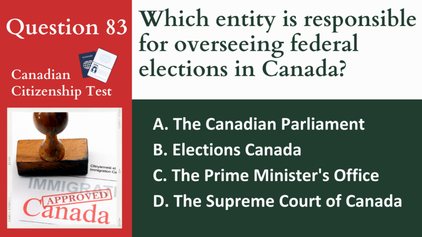Question 83. Which entity is responsible for overseeing federal elections in Canada? A. The Canadian Parliament. B. Elections Canada. C. The Prime Minister's Office. D. The Supreme Court of Canada. Answer: B. Elections Canada. Elections Canada is an independent body set up by Parliament to oversee federal elections and referendums.